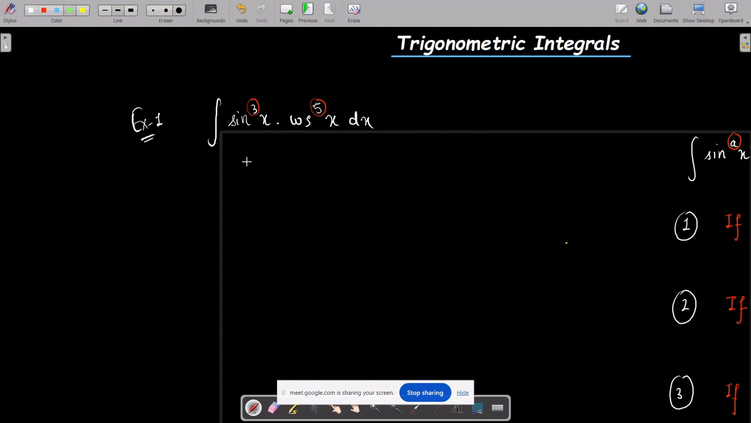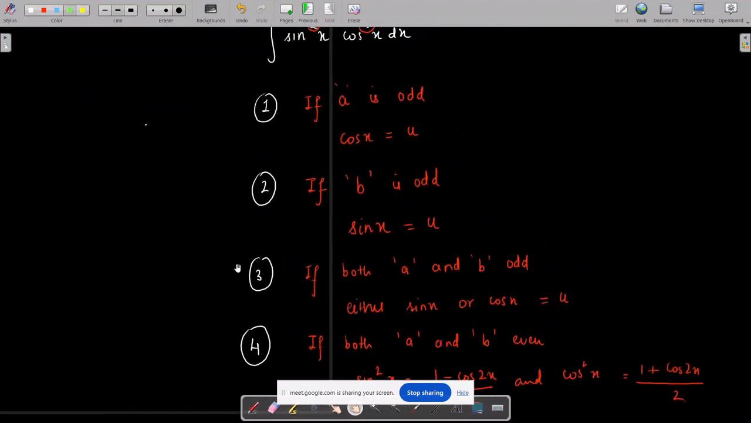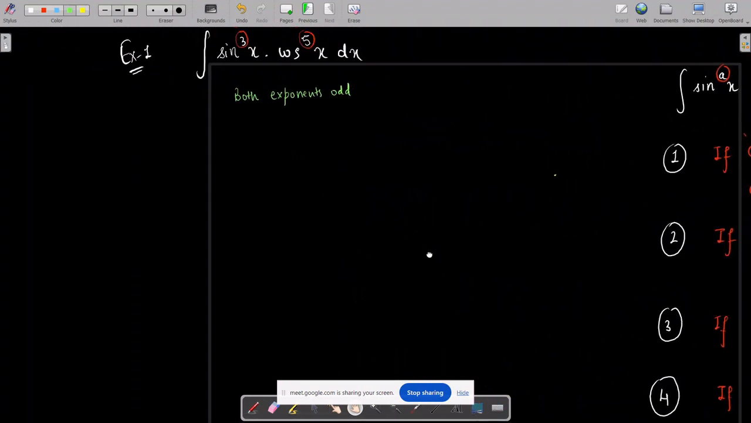Interesting. Remember you telling me the rule that if the power of the sine is odd, then you substitute cosine as u. No, the thing is, here both exponents are odd. So this is the third case. Here, if both a and b are odd, then you can substitute either of them as u. So, yeah, here our life is so much easier.